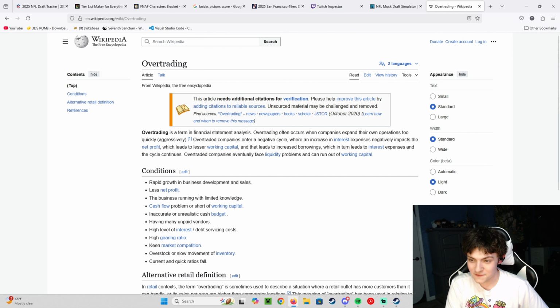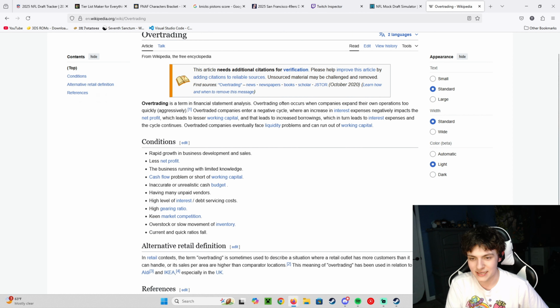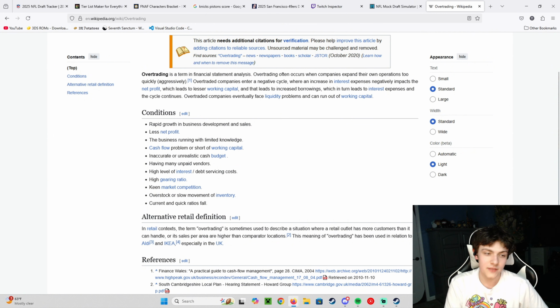Overtraded companies eventually face liquidity problems and can run out of working capital. Rapid growth conditions. Listen in. Never say you didn't learn anything from the stream. Rapid growth in business development and sales, less in net profit. The business running with limited knowledge, cash flow problem, or short of working capital. Inaccurate or unrealistic cash budget, having many unpaid vendors, high level of interest/debt servicing costs, high gearing ratio, keen market competition, overstock or slow movement of inventory, or current and quick ratios fall.